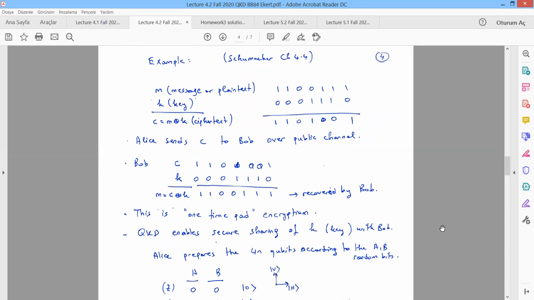So let's assume our message, sometimes in cryptology referred to as plain text, is the message that Alice wants to send to Bob. Let's assume that it's 1100111. Then they share a secret key for encryption and decryption, the string K, which is 0001110. We assume they have securely shared this key through some means of communication, either classical key distribution schemes or quantum key distribution.